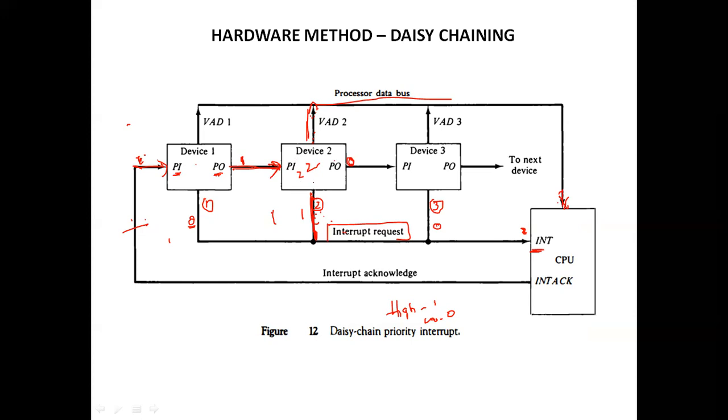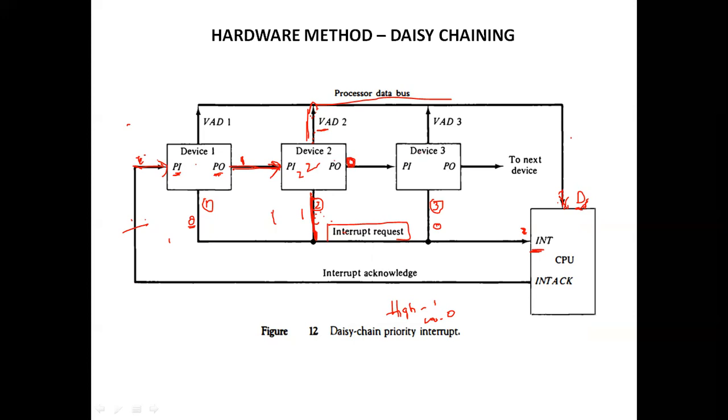As this device 2 has generated the request, it will send 0 as the output. Why? Because this is the one which generated the request. The device then proceeds to place the interrupt vector address onto the data bus of the CPU. So here this vector address is going to be placed on the data bus, which will be there in the CPU.